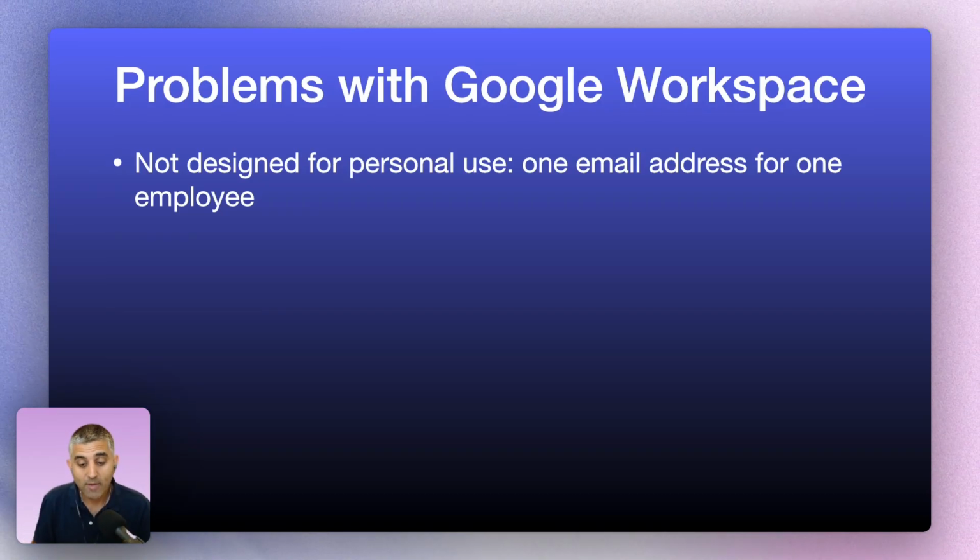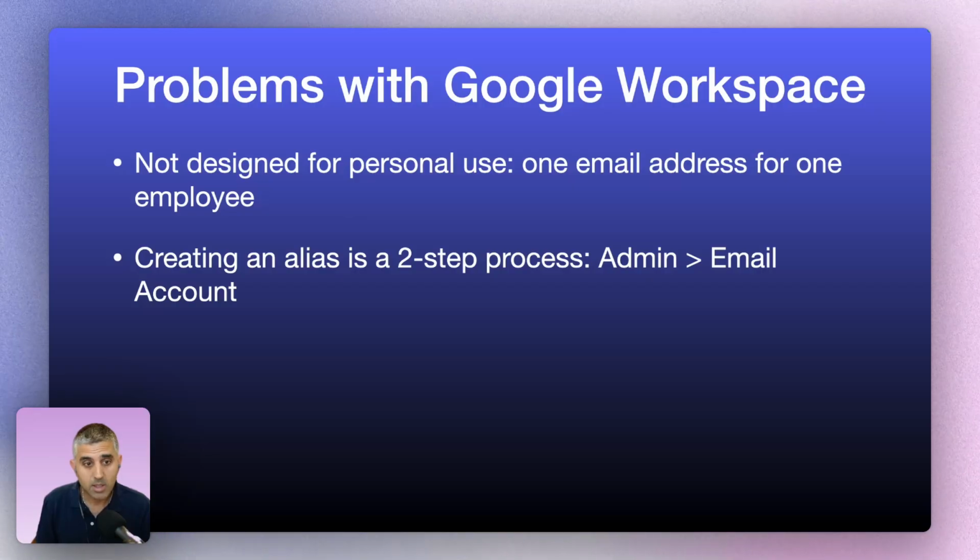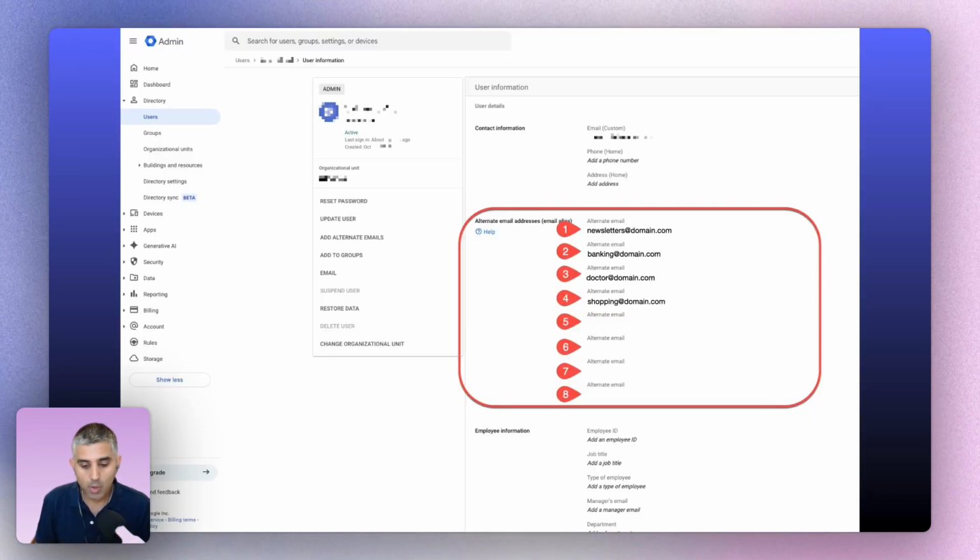For those of you who haven't used Google Workspace or the Google Admin Console, I want to show you how frustrating it is to set up email aliases, using a couple of screenshots from my own personal Google Workspace account. Creating an email alias in Google is a 2-step process. You've got to log into your admin and your email account, and I'll show you that now from 2 screenshots. First you have to log into the Google Admin Console, and create an alias for an existing person. In this case, that's me here.